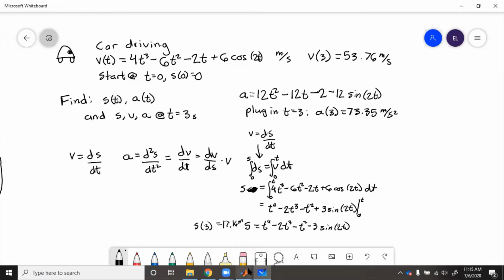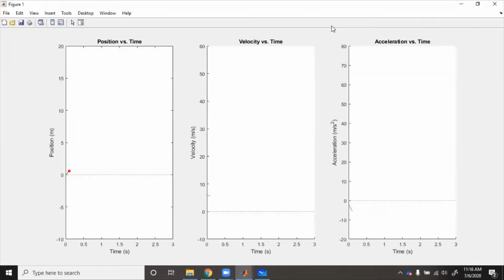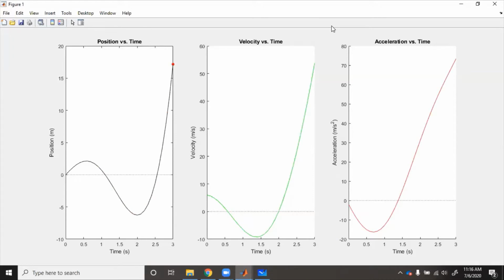Now if we look at a simulation of this, so that's what it looks like. And then we can see here, just to check if we plug in those numbers. So s of 0 is 0, that's correct. This point, 17.16, 53.76, and then 73.35. So we know that the answers we got were correct.